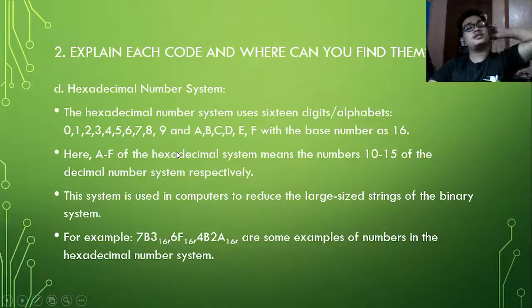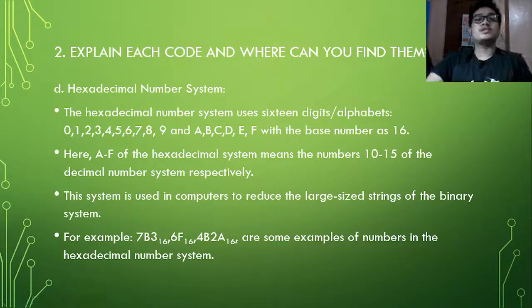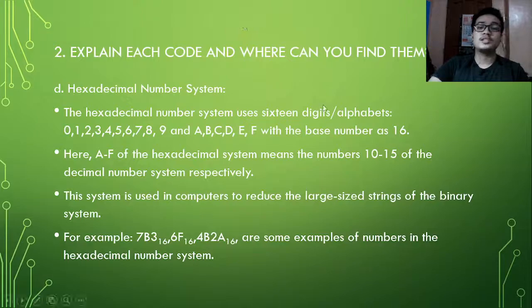So the last system is the hexadecimal number system. The hexadecimal number system uses 16 digits or alphabets, such as 0 to 9 and A to F letters, with a base number of 16. Here, the A to F letters of the hexadecimal system mean the numbers 10 to 15 of the decimal system; they are represented from A to F, respectively 10 to 15.